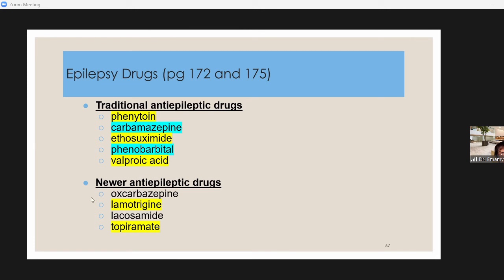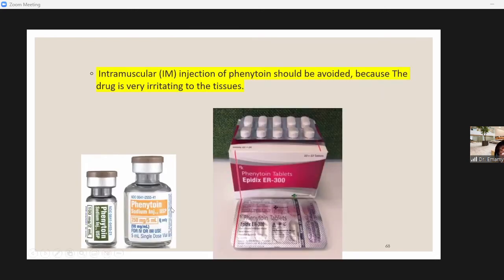For phenytoin, there are some nursing implications. If you have ever seen phenytoin, you have either IV or PO. You don't have IM or subcutaneous. Why? Because phenytoin is extremely irritating for the tissue. So you can't give IM or subcutaneous phenytoin, and you don't have those options.